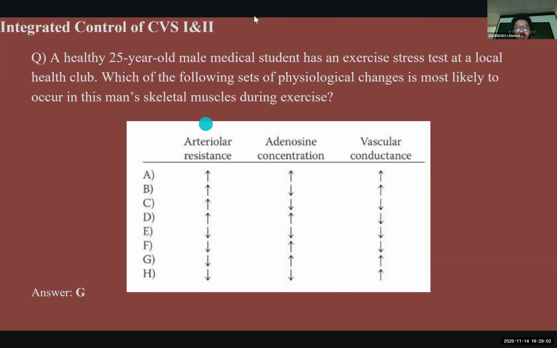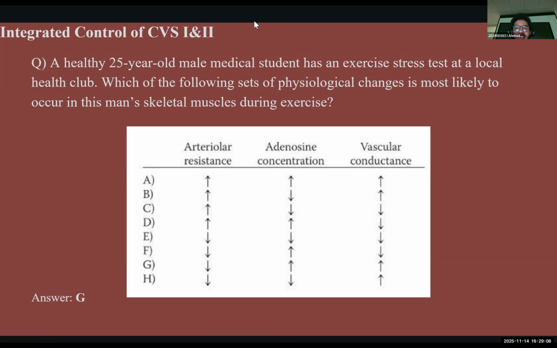Does that make sense? All clear? Vasodilation of skeletal muscles, so resistance decrease. Yeah, perfect. Because the body is going to shift the blood flow to the active muscles.